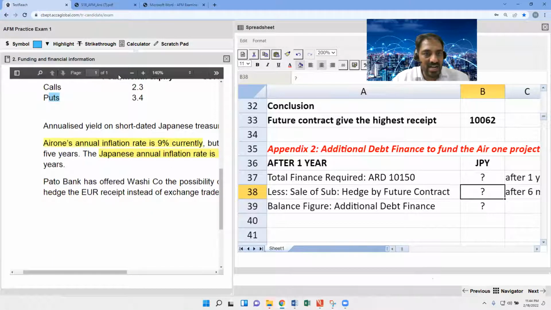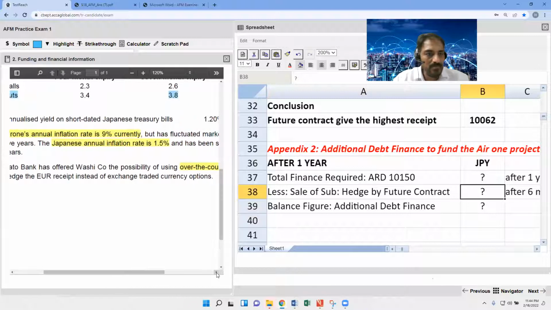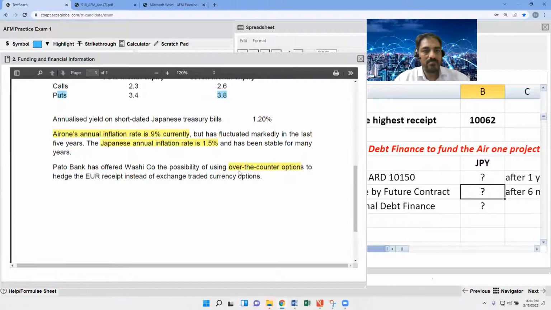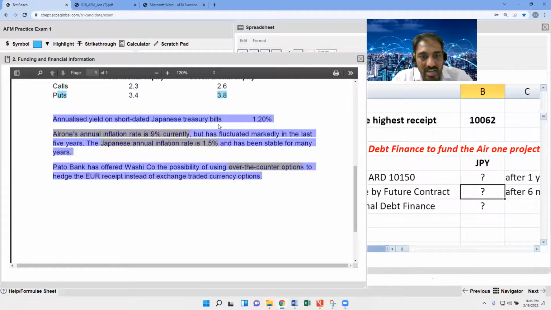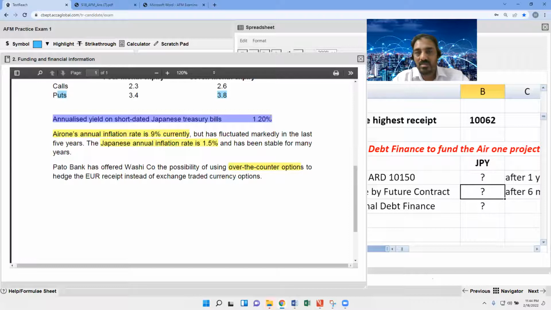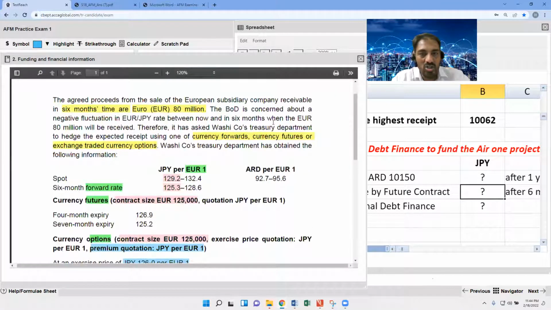Here the examiner mentioned that the annualized yield on short dated T-bills is 1.2%. And it's also mentioned here that the BOD is concerned about the negative fluctuation between now and the amount received in 6 months and 8 months.